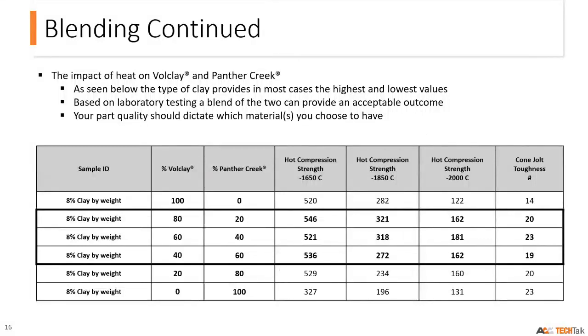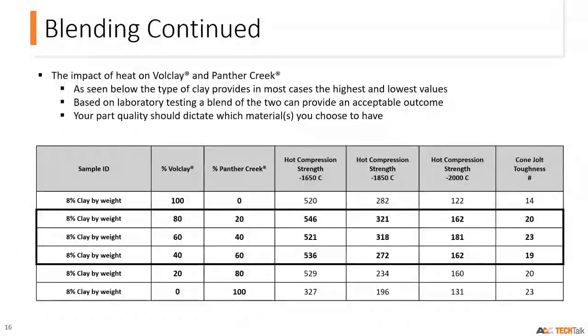So, a little bit more information on blending. The impact of heat on ball clay and Panther Creek, as seen below: the type of clay provides, in most cases, the highest and lowest values. Based on laboratory testing, a blend of the two can provide an acceptable outcome. Your part quality should dictate which material you choose to have.